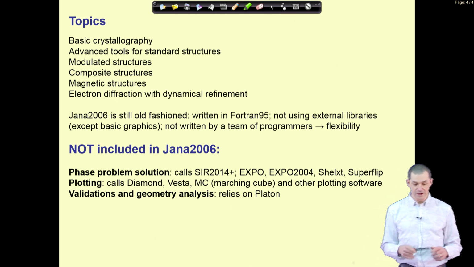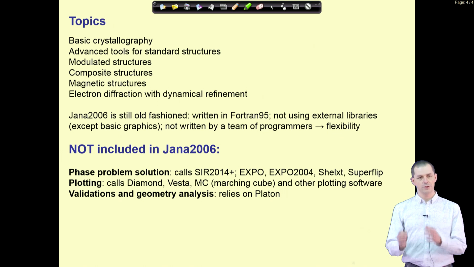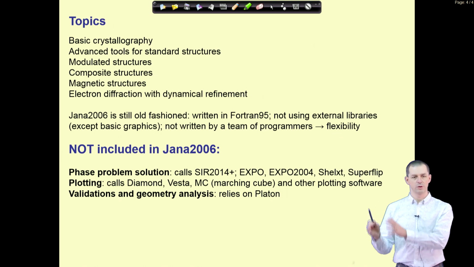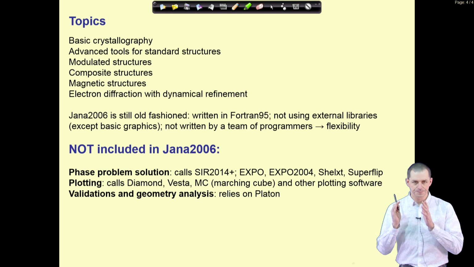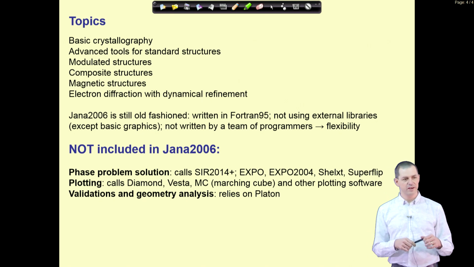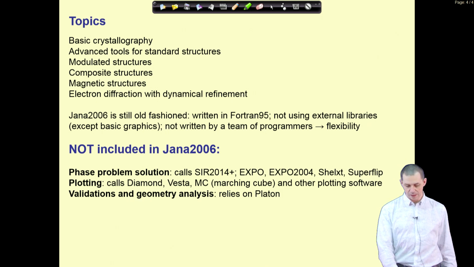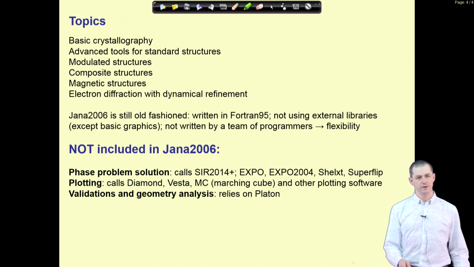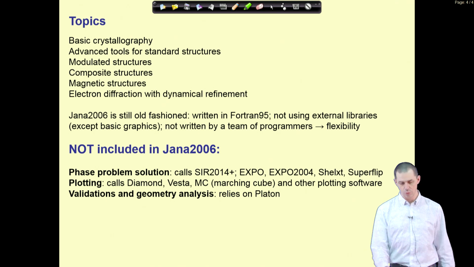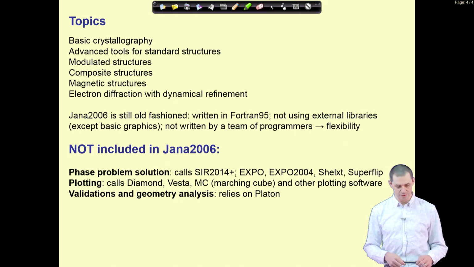There are a few things that are not included in Jana, and that is the phase problem solution. So the actual step of giving you the initial model from the diffraction data. But Jana can seamlessly bind with structure solution programs like SIR, like Expo, ShelXT, and there is also one program that's delivered directly with Jana that's called Superflip. So you do not need any external program to start solving structures.